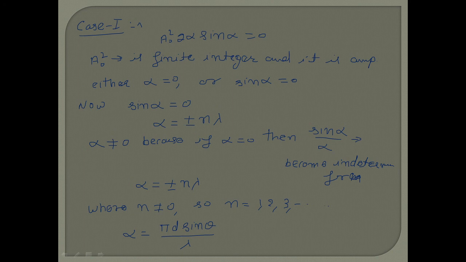Okay, and here this is equal to this and is equal to plus minus n pi. From this equation we can solve: d sine theta is equal to plus minus n lambda, and from this sine theta is equal to plus minus n lambda by d, where d is the slit width.